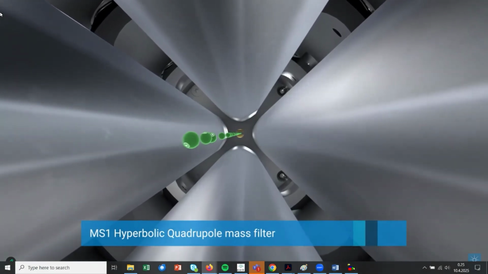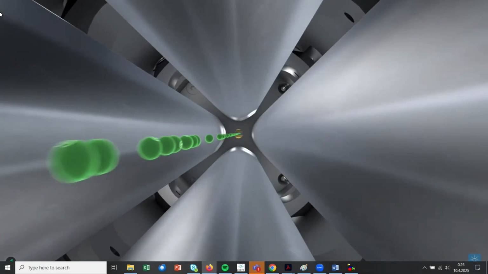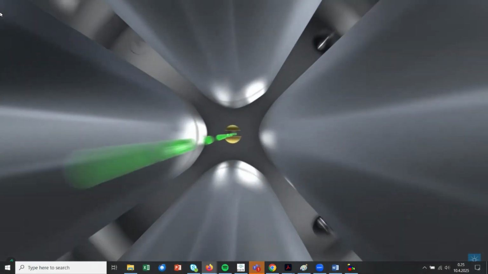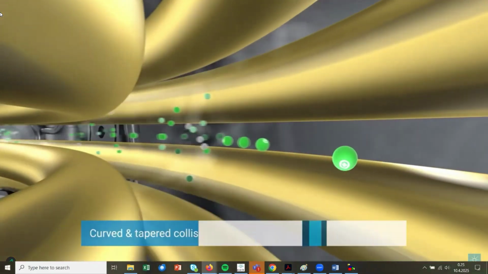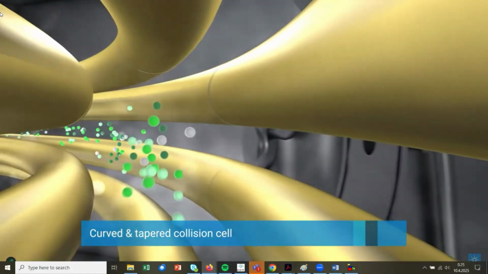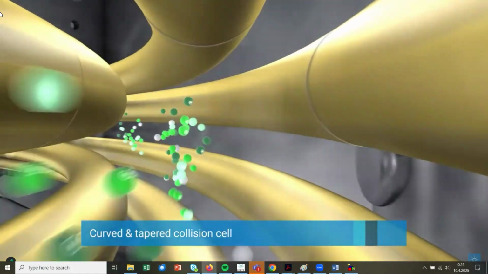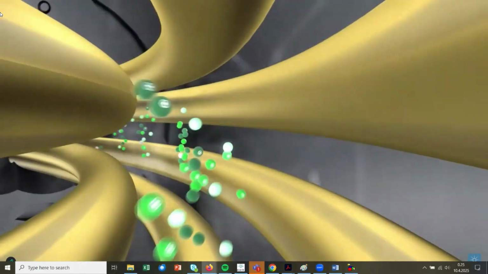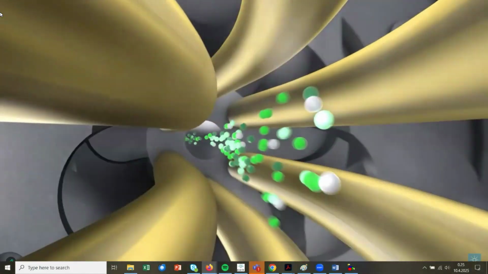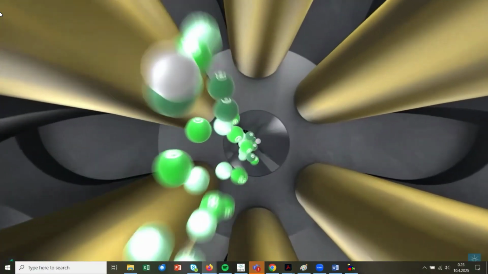The first quadrupole mass filter only allows ions of the target analyte to pass through to the collision cell. The curved and tapered hexapole collision cell design maximizes ion transmission while minimizing detector noise from neutrons. An axial cell acceleration voltage ensures fast and sensitive MSMS without crosstalk effects, even at the fastest MRM dwell times.